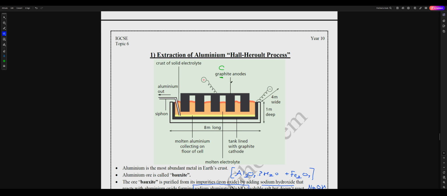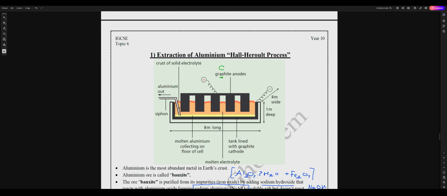Remember when we talked about electrodes, they were usually made of either platinum or graphite. Why? Because they do not really react with the reactants or the products of the electrolysis. However, in this case, in the whole Hall-Héroult process, we are using graphite. We're not using platinum, so we can just go ahead and erase that platinum out of here. It's just reminding you of electrodes.